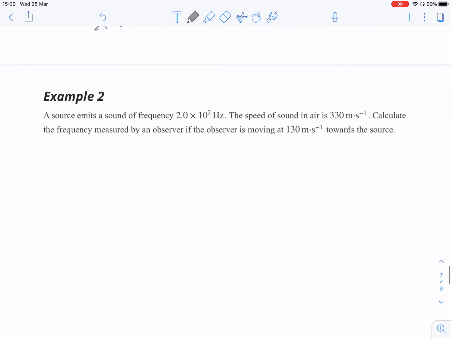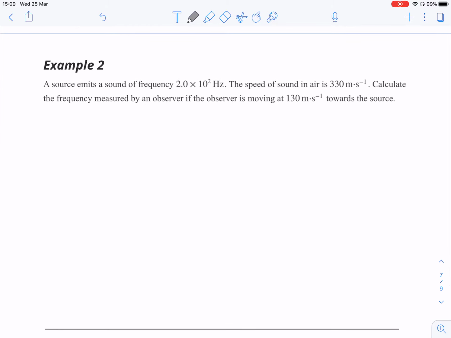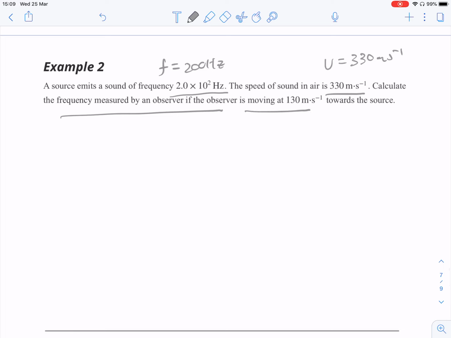Okay, continue on with example number 2. A source emits a sound of frequency 200 hertz, and the speed of sound in air is 330 meters per second. So that's 200 hertz, speed of sound 330. Calculate the frequency measured by an observer if the observer is moving towards the source. Okay, that's interesting. The observer is moving towards it. That's US, 130 meters per second.